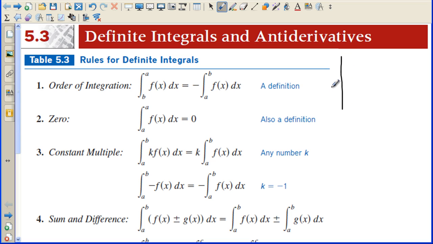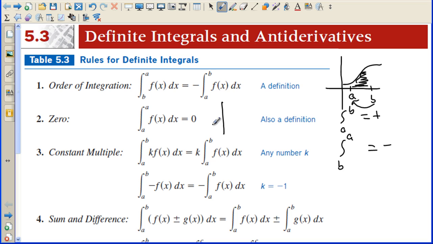So what this is saying is if we have a function and we're integrating from a to b, if the area is above the x-axis, then this answer would be positive. But if you integrate backwards, from b to a, then this answer is now going to be negative. In the second one, the integral from a to a of f of x is 0.